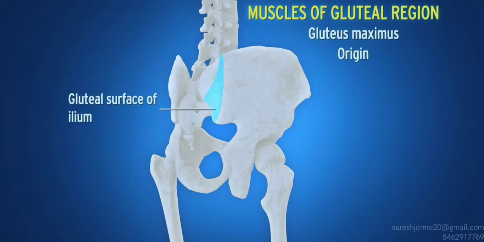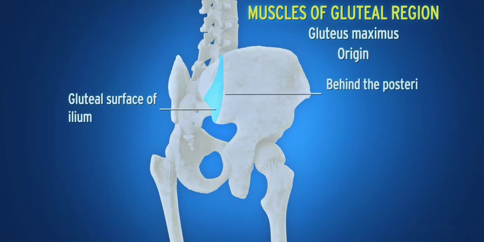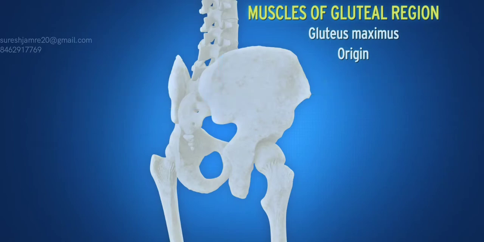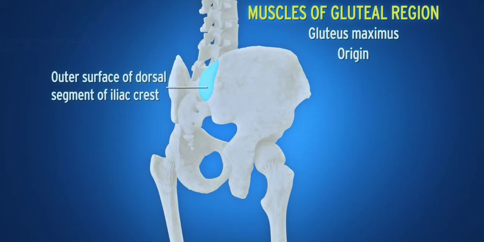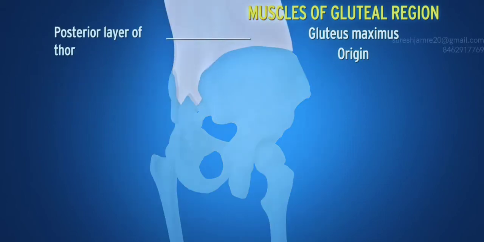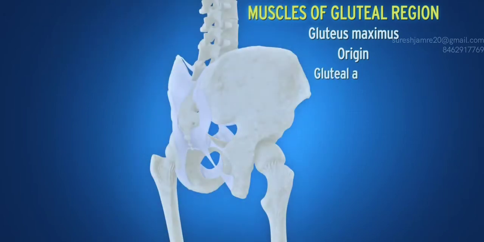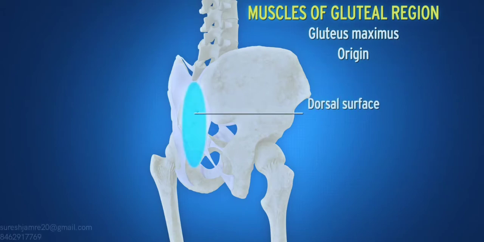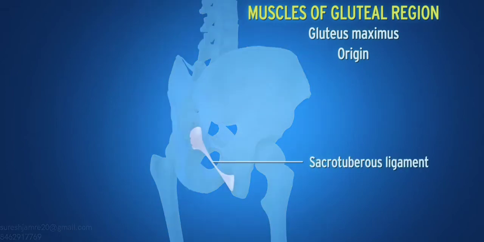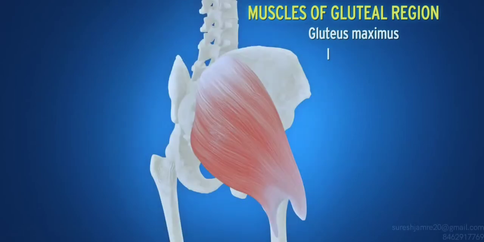Origin: gluteal surface of ilium above and behind the posterior gluteal line. Outer surface of dorsal segment of iliac crest. Posterior layer of thoracolumbar fascia. Gluteal aponeurosis. Dorsal surface of lower half of sacrum and coccyx. Sacrotuberous ligament.